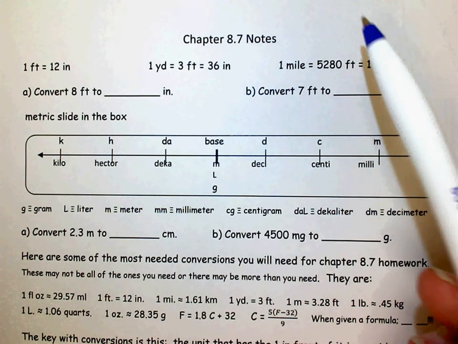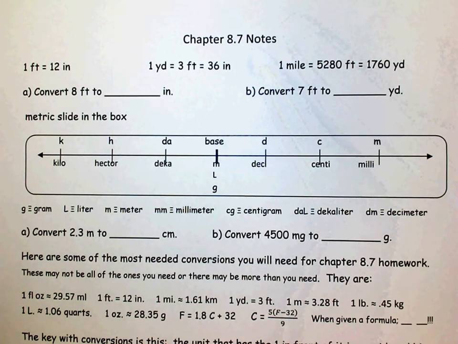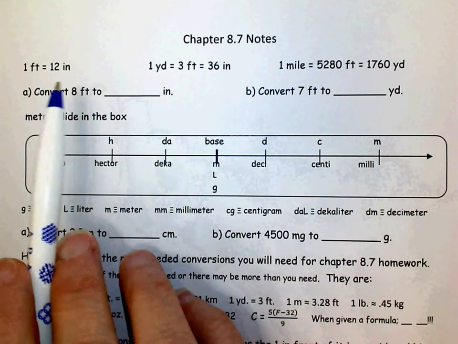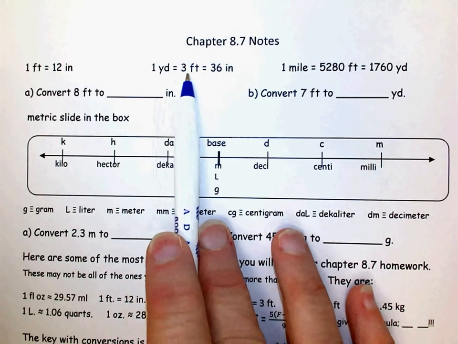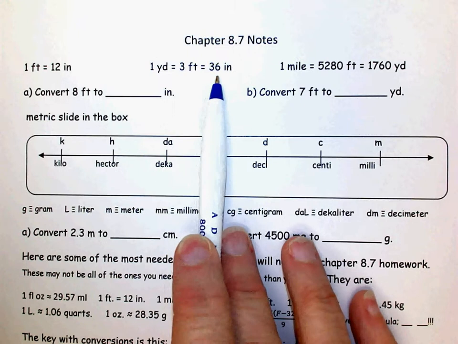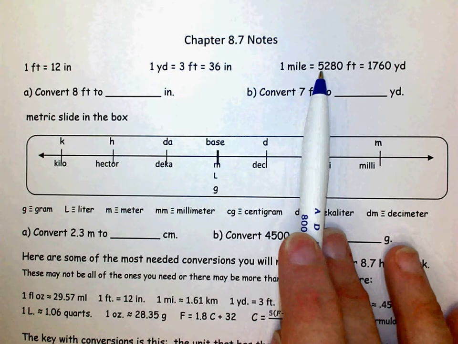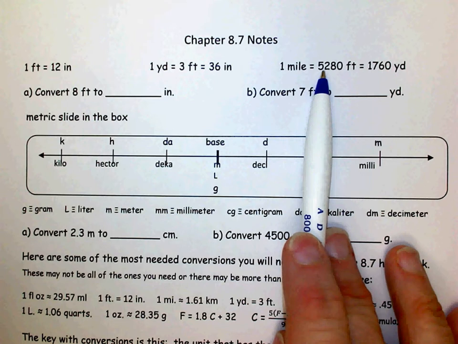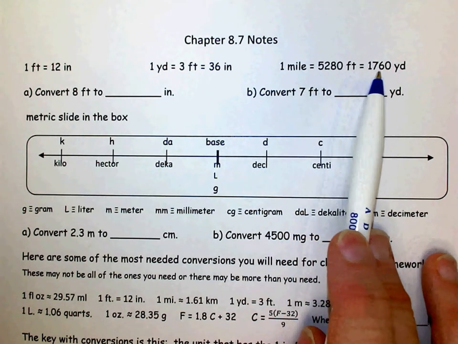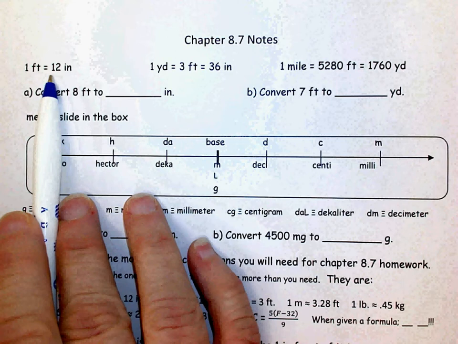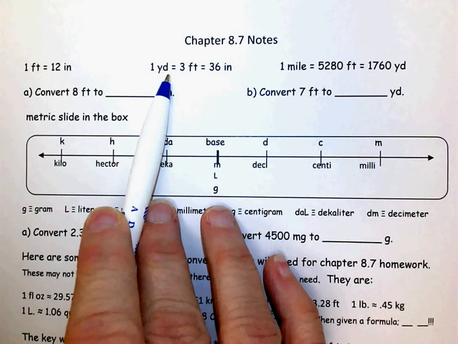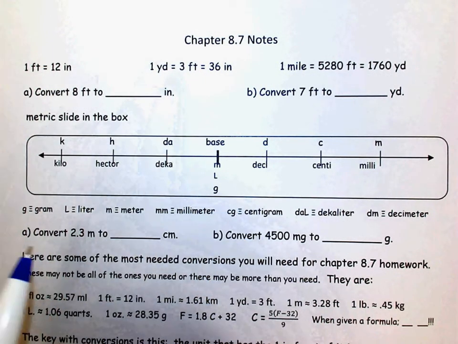I just wanted to make sure that you understand Chapter 8.7 because a lot of people seem to have a lot of problems with it. Now, 1 foot is equal to 12 inches. 1 yard is equal to 3 feet or 36 inches. 1 mile is 5,280 feet or 1,760 yards. For the most part, you're not going to need all of these, but you will definitely need feet to inches and yards to feet. Definitely those.